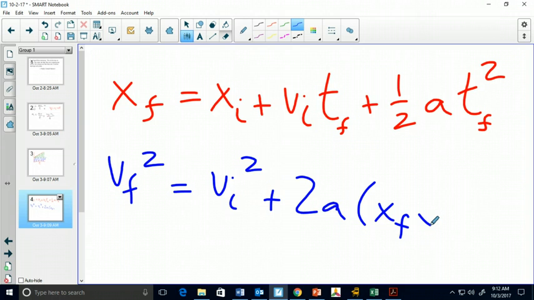Sorry, I made a mistake there. Gotta erase that piece. Xf minus xi. And again, this is an f.